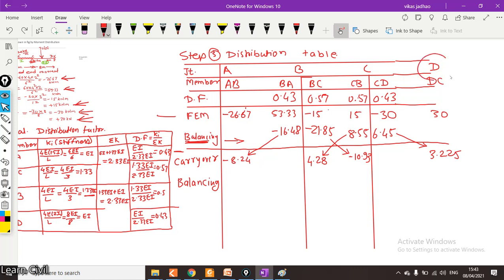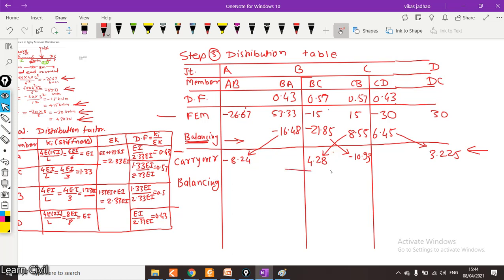This support D is again a fixed support. Therefore this fixed end moment or carryover moment of 3.225 will be self balanced. Okay. Now at this stage we will be having an unbalanced moment of 4.28 and an unbalanced moment of minus 10.93. So what we have to do? We have to do the balancing. Balancing करना इसका मतलब क्या है? We will be applying a moment which will be of same magnitude as the unbalanced moment but opposite in sign.